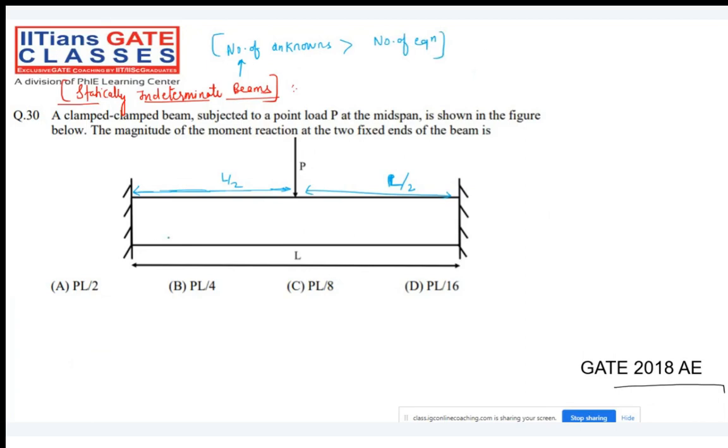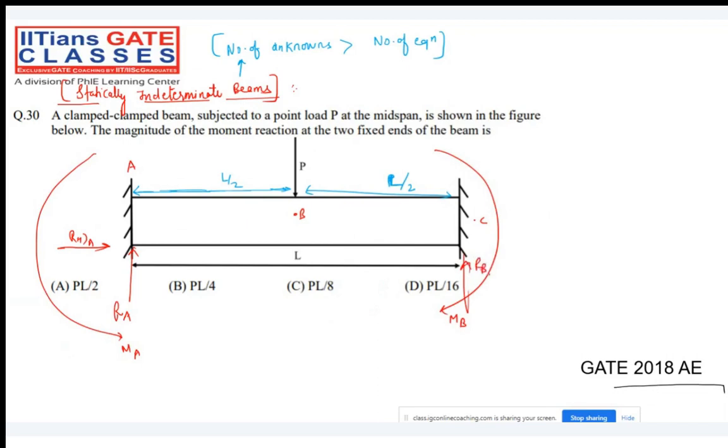So how many reactions will be coming first of all? There will be a reaction force at A, at B, at C. There will be some horizontal reaction force at A point. There will be some moment also at A point. Here also there will be some moment at B point. There will be some reaction force at C point. Let me call this RC, and there will be some horizontal reaction also. But here there is no horizontal force, so both these horizontal reactions, RAH and RCH, will be zero.